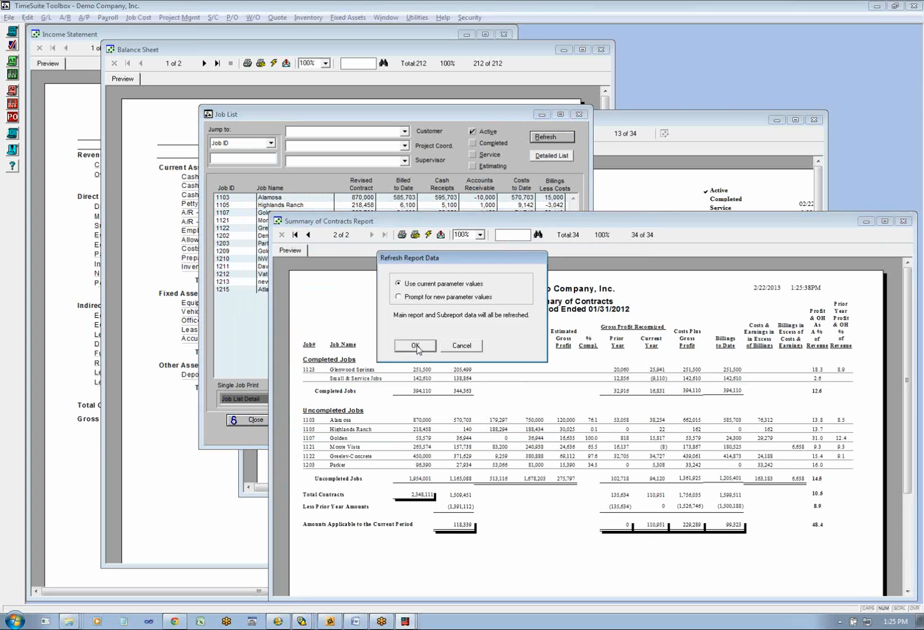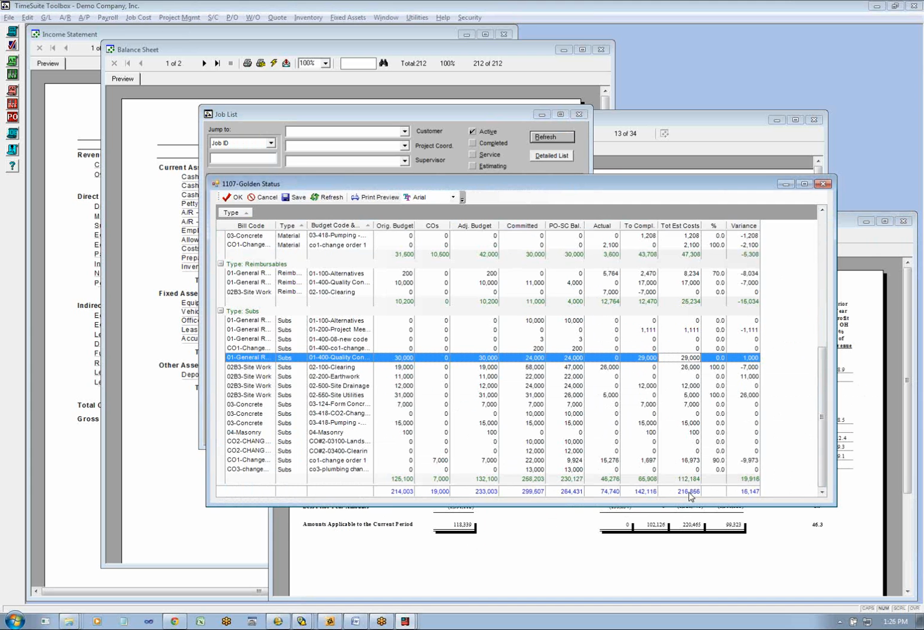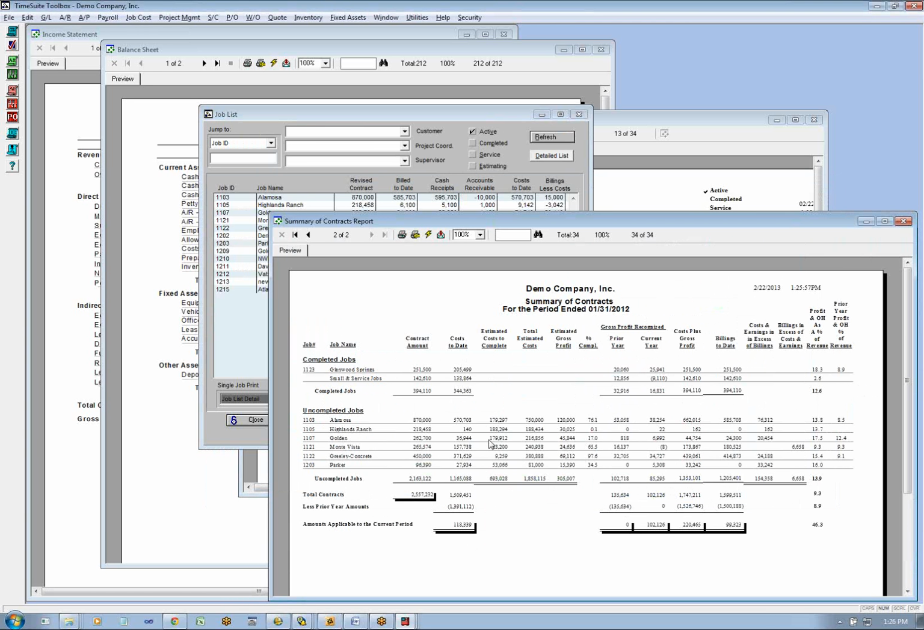So now we refresh the report, and you'll notice that the total estimated cost of 216,856 has been adjusted. So now our field guys and our project managers are driving our total estimated cost, and our over-under billings are done by them. They're going to do it as of job to date.